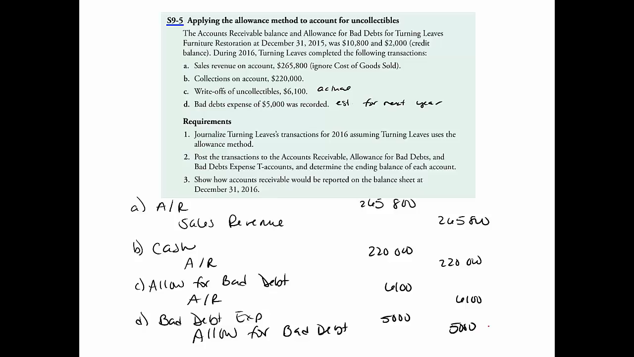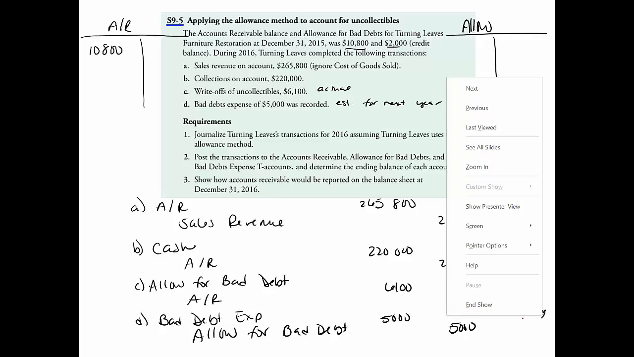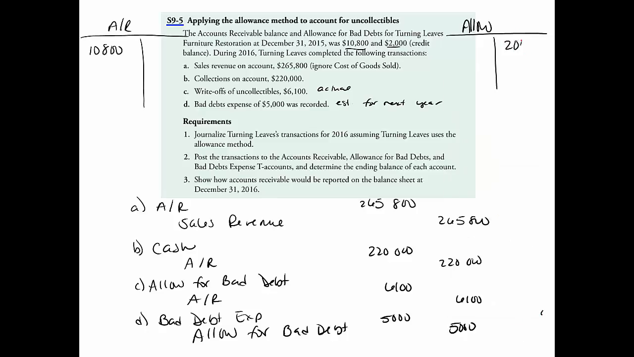And then the second part says post these to these T accounts and see what we get. Accounts receivable here started with a debit balance of $10,008. The allowance for bad debt started with a credit balance of $2,000. And then we have to update that. Bad debt expense wouldn't have had anything in it. That always starts with a zero balance, so we just start there.